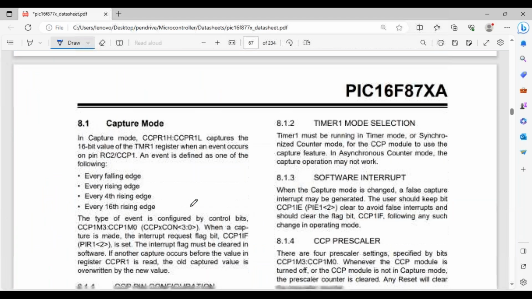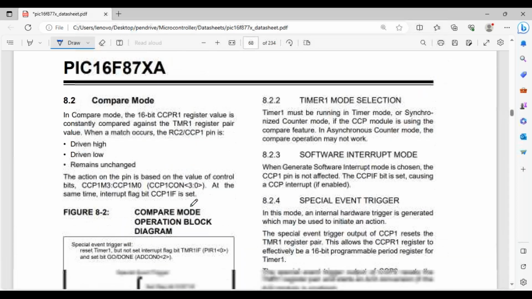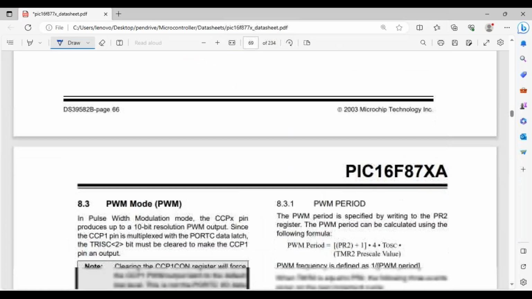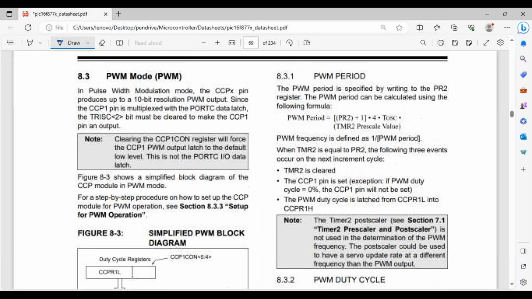Now after that, when you are configuring the PWM module, it is important that if you want a modulated waveform to get generated, you have to specify the frequency at which the modulated waveform has to be generated. Also, you have to specify the duty cycle at which the waveform has to be generated. To specify the PWM period, you write to the PR2 register.